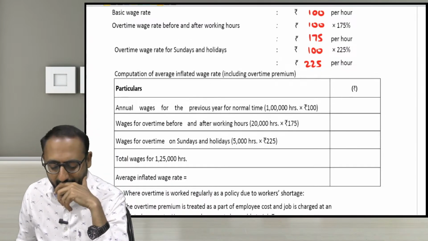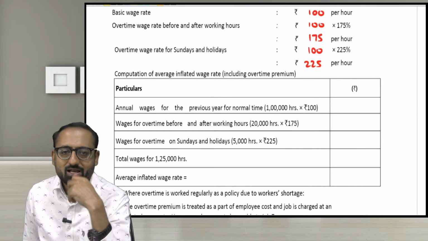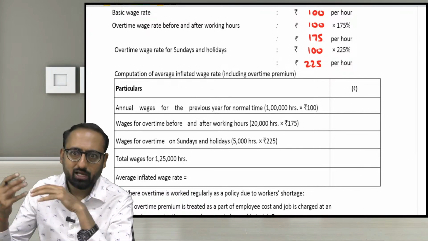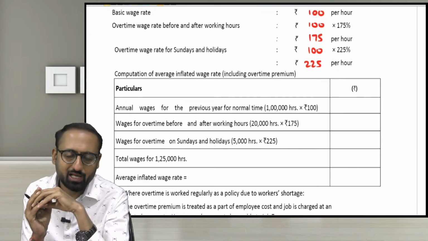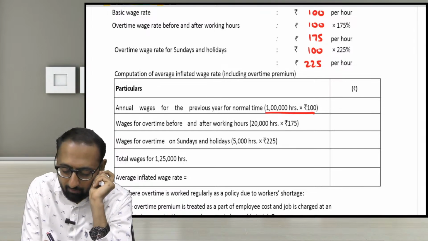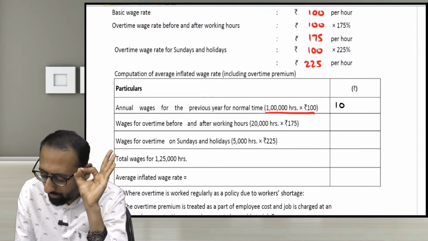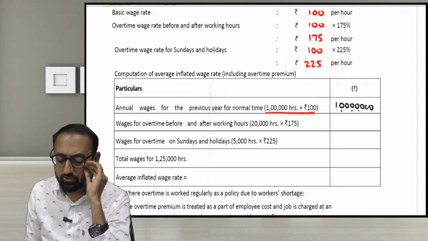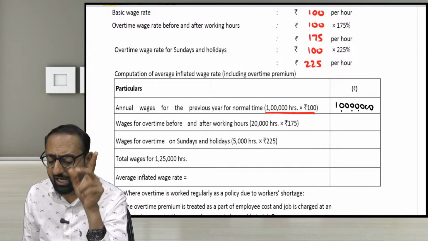Now let's calculate the wages which you have paid in the last year. In the last year, gross hours worked are 1 lakh 25,000. Out of that, 1 lakh hours were normal hours. For normal hours, you'll have to multiply by 100. So your amount comes to 1 crore. Is it correct, Prabhu?